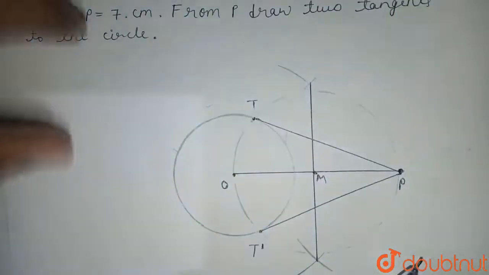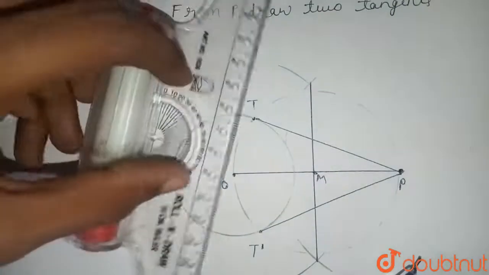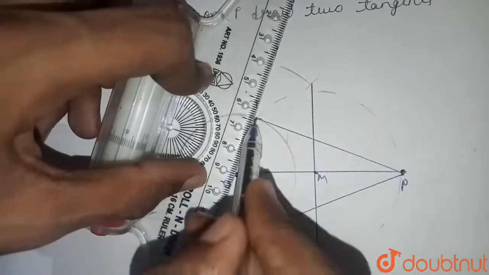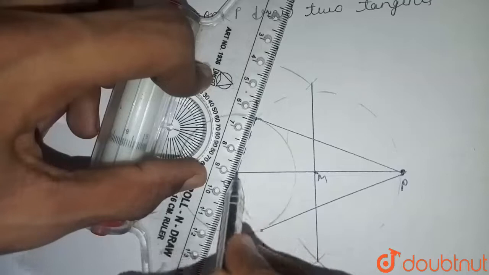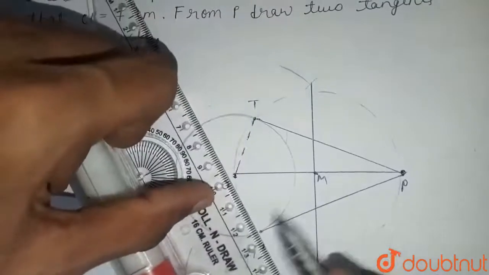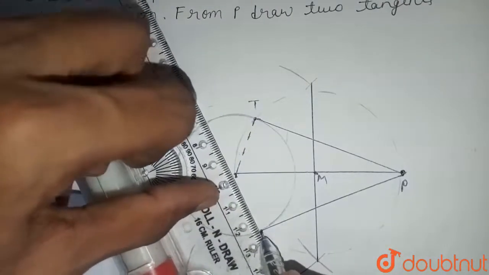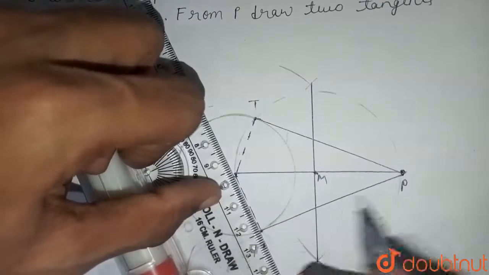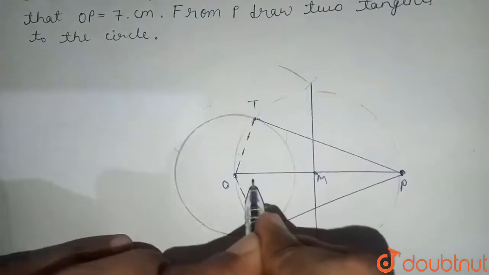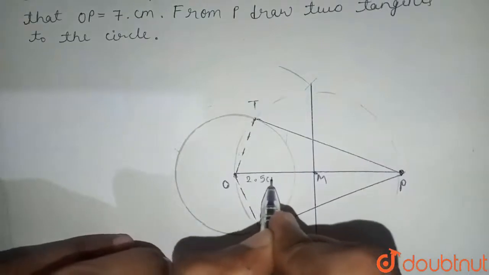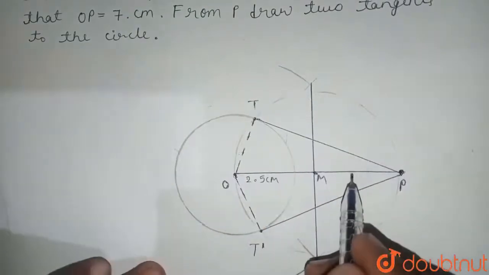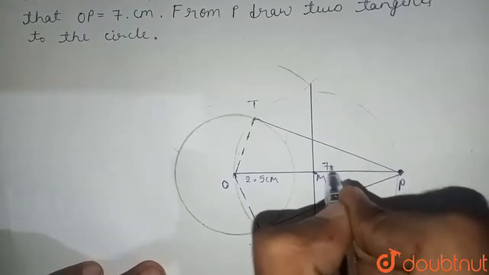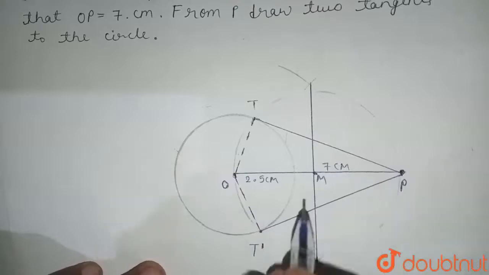Now we know that the radius of this circle is perpendicular to the tangent. So I am drawing the radius of this circle that is perpendicular to the tangent. The radius is 2.5 centimeter, so I am writing 2.5 centimeter here. And this full line, that is OP, is 7 centimeter, so I am writing 7 centimeter.